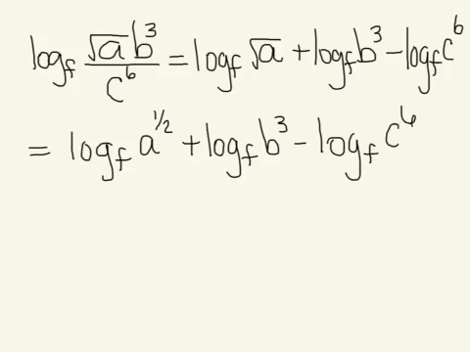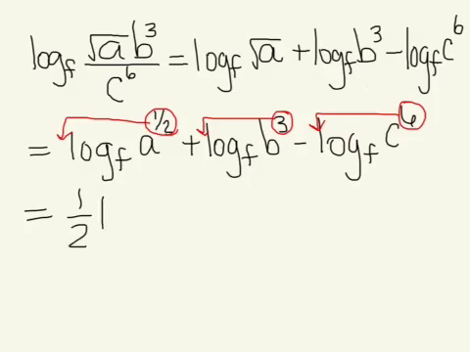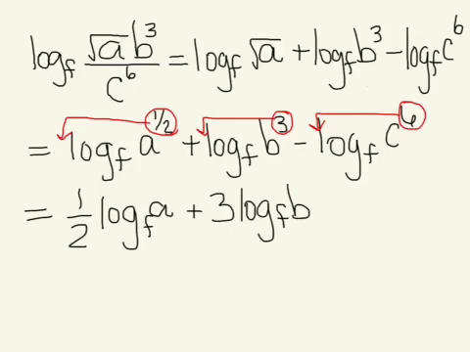And then, finally, I'm going to use the exponent rule for logs that says you can basically take any kind of exponent that is on the argument of a log and move it in front of the logarithm, and it becomes multiplying by that logarithm. So I'm going to take all of these exponents and move them in front of the logs. And so what you end up with, finally, is 1/2 log base f of a plus 3 log base f of b minus 6 log base f of c. And so that's considered the expanded form.